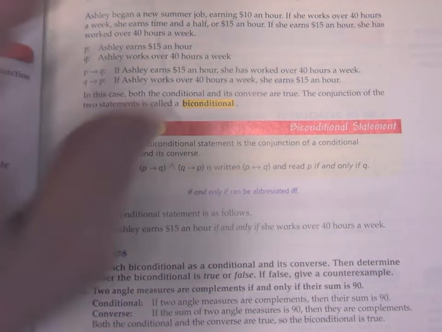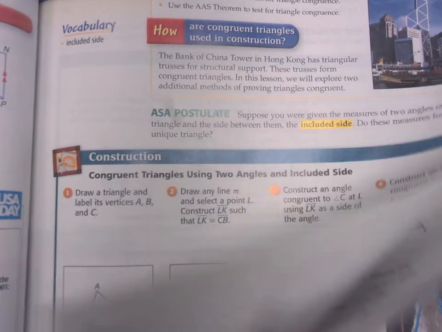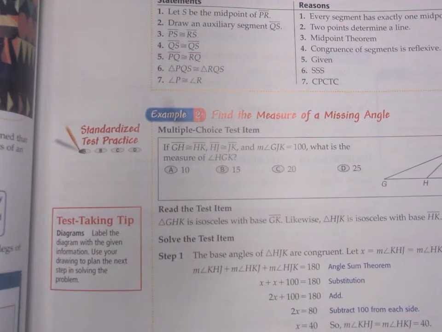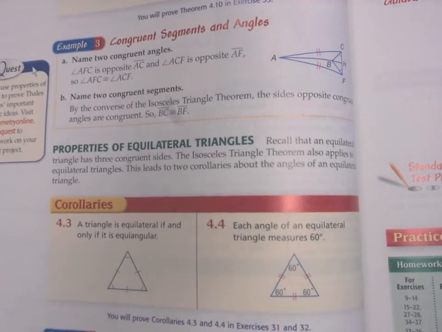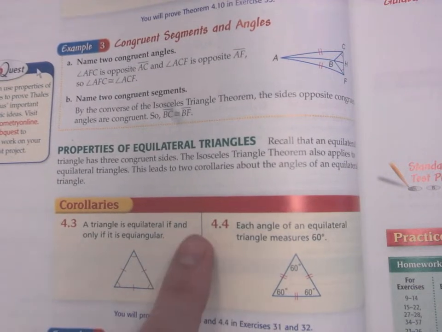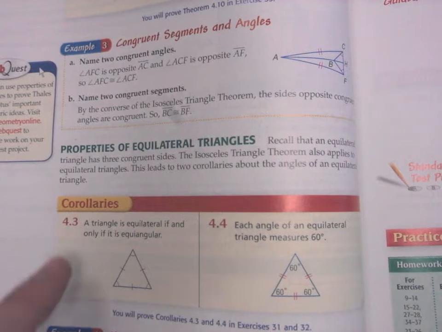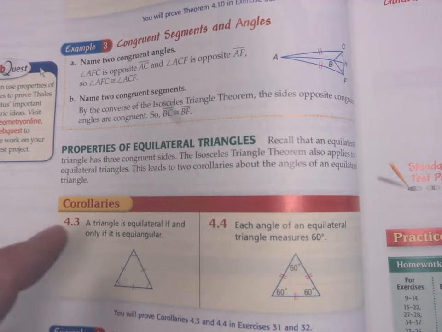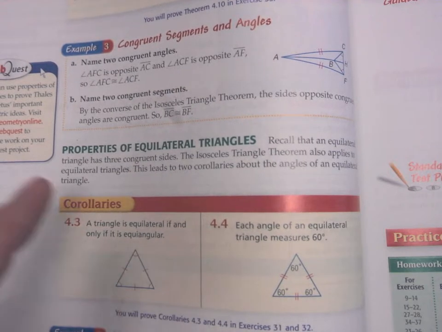So you'll notice when we flip back to where we were at in chapter 4, let's look at this corollary again. A triangle is equilateral if and only if it is equal angular. So this is a statement that works in both directions. What we could say is, if a triangle is equilateral, then it is equal angular. If a triangle is equal angular, then it is equilateral.